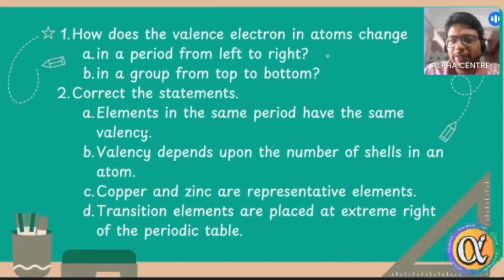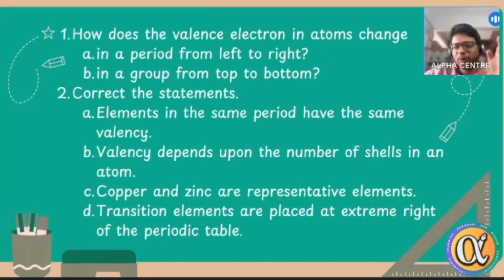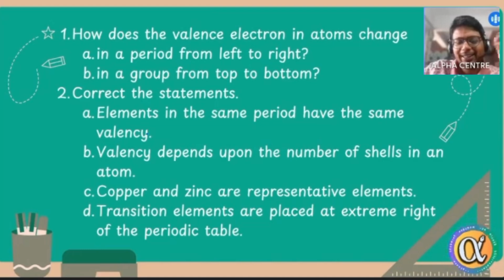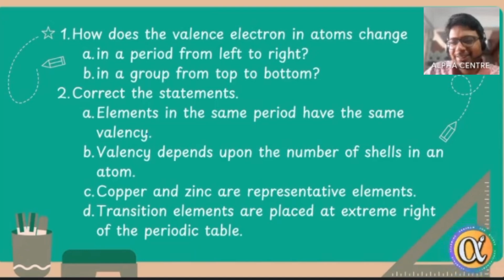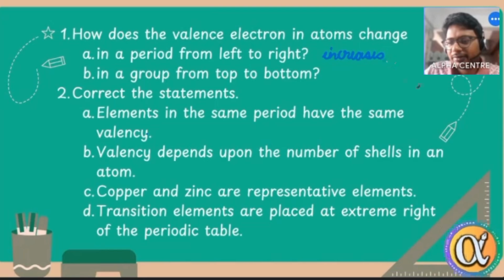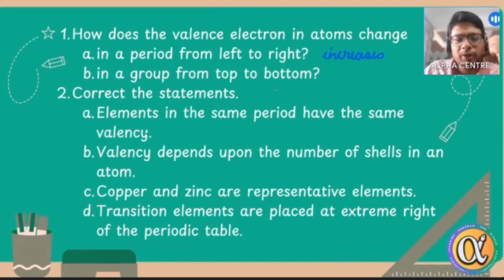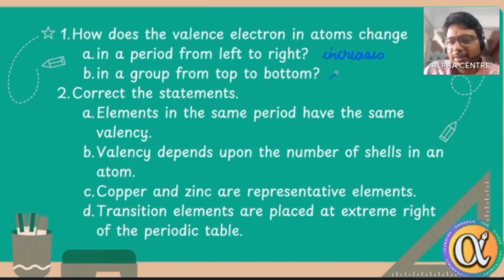In a period from left to right, how does it change? As I think from metals to non-metals they do change. No, just think of a period. You're going from left to right in any period. So, what happens to the valence electrons, the outermost shell? Do they increase or decrease? Increases. That's all they're asking. Understood? In a group from top to bottom, it stays the same.